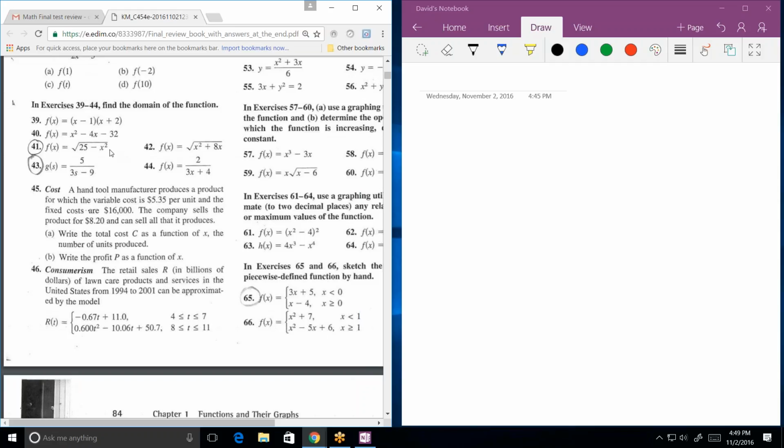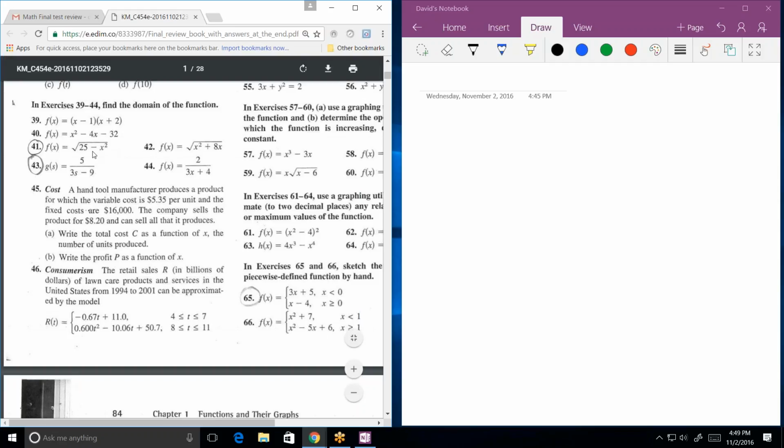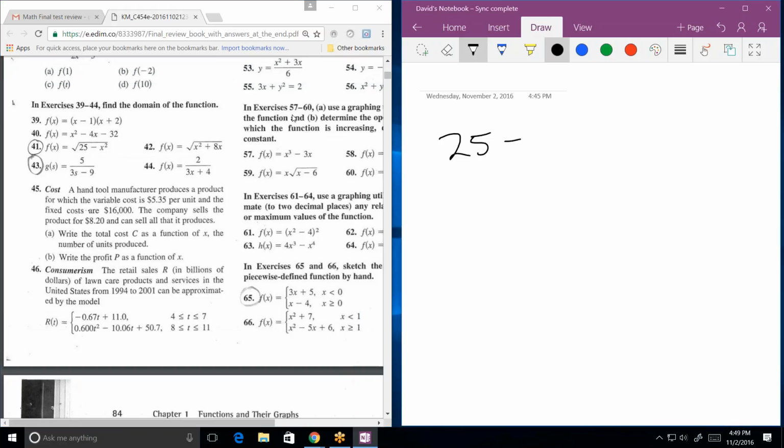41. How do I solve for domain in 41? What equation do I need to solve? You take whatever's in the radical sign. That has to be greater than or equal to 0. That's how you solve it. And then you solve this inequality. So it'd just be 5? No, it's actually going to be minus 5 through 5.